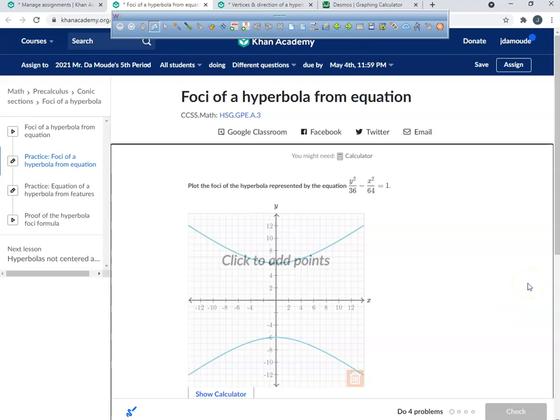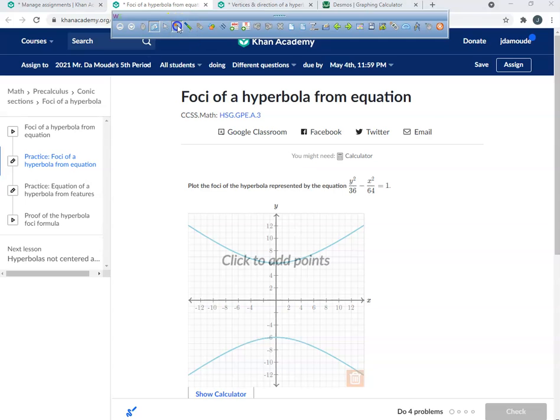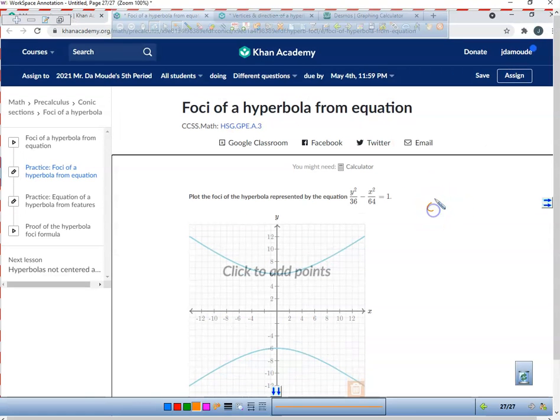Last thing we're going to talk about today is foci from a hyperbola. What is c squared always equal to? a squared plus b squared. So what is our a squared value? 36, right? What is our b squared value? 64. So what does c squared end up equaling? 100. So what does c have to equal? Plus or minus 10.